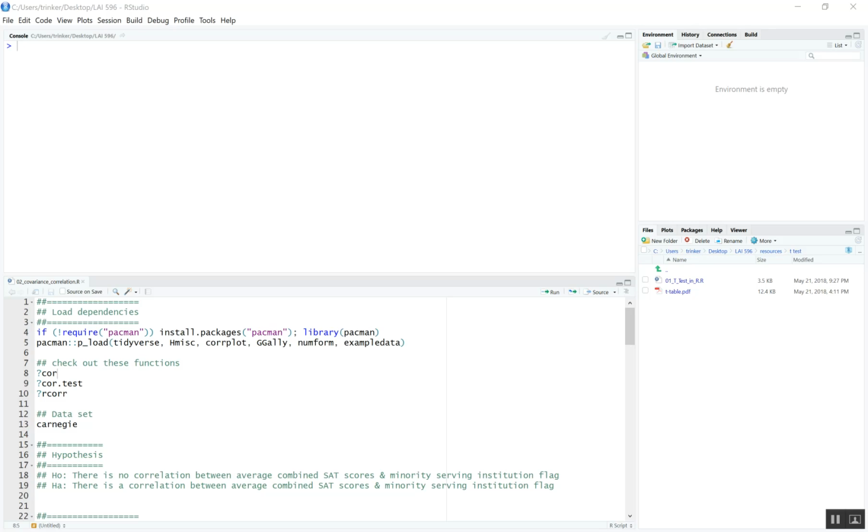This video will demonstrate how to conduct a correlation analysis in R. We're going to start by loading up our packages. I'll assume you already have installed the example data package. If you haven't installed any of these other packages, using the pacman package will do so for you.